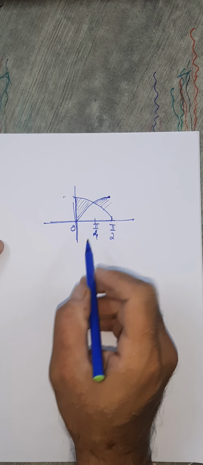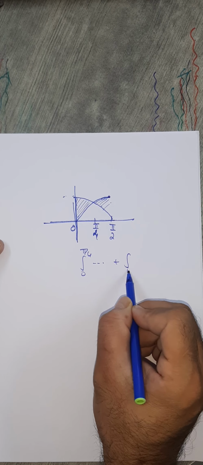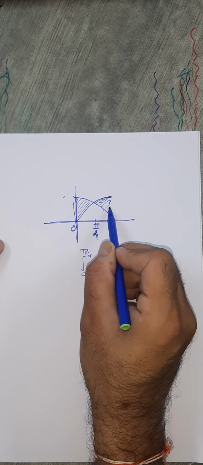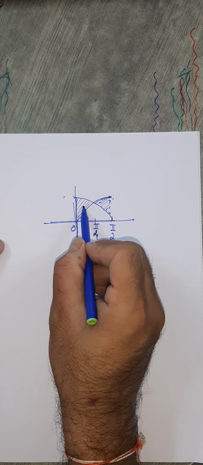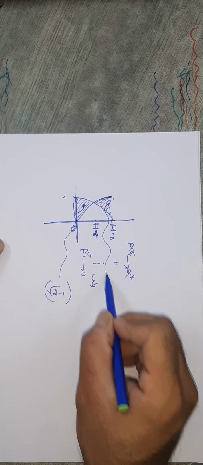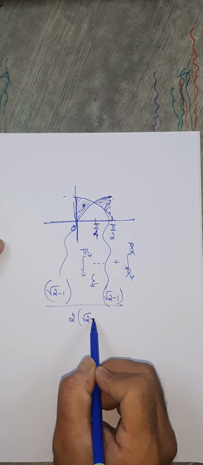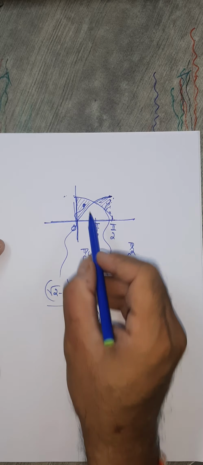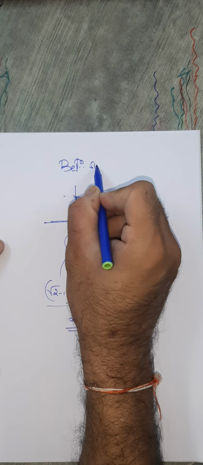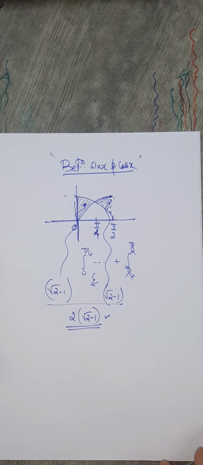So how will you integrate? 0 to pi by 4, f(x) minus g(x), plus pi by 4 to pi by 2, remember. This area I am talking about, this much. Right. Now this area is always root 2 minus 1. And this also will be the same. This is also root 2 minus 1, remember. So the double, that is twice root 2 minus 1. Right, that's the area. If you are asked the area between these two functions, remember I am talking about between sin x and cos x.